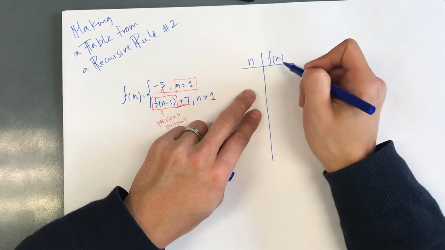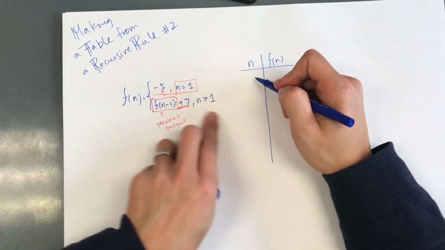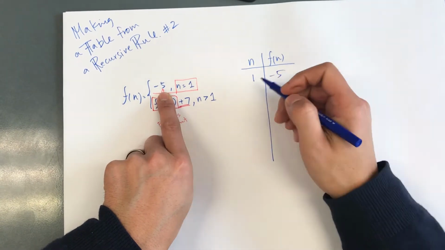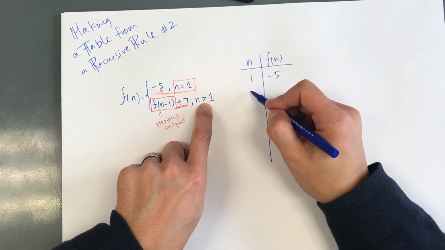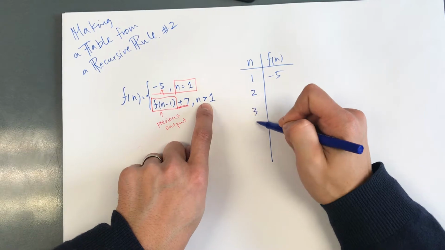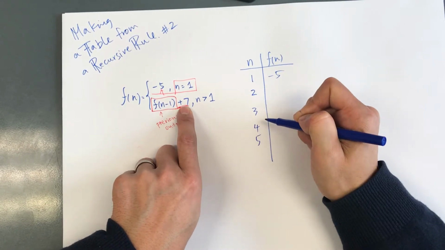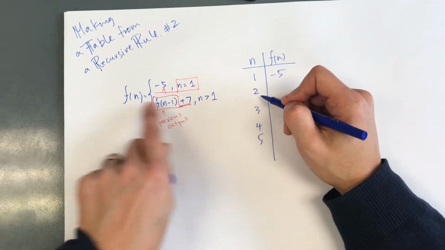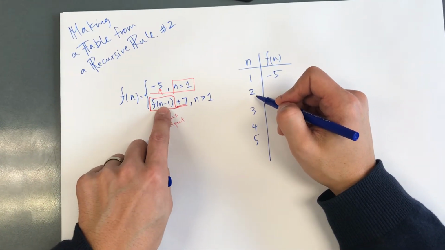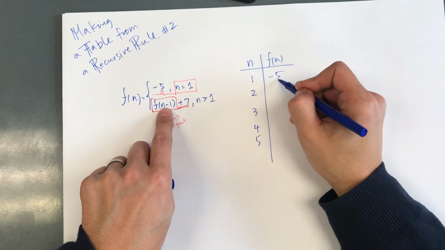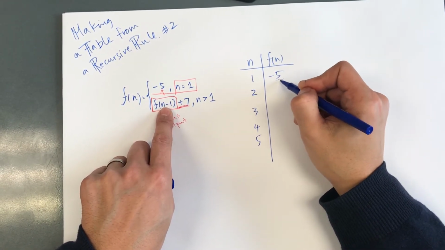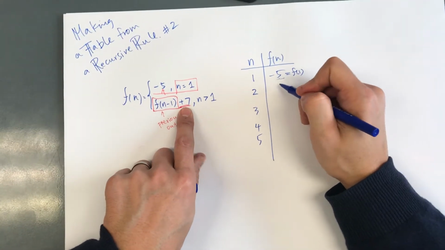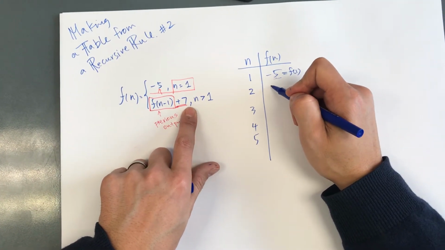Instead of input and output, we're going to have n and f of n. So starting out with 1, the output is -5. And then when n is greater than 1, which could be like 2, 3, 4, 5, you're just going to keep adding 7 to the previous output. So if you want to find out f of 2, then you look at f of 2 minus 1, which is f of 1. And then you add 7 to it. So that's going to be -5 plus 7. This is going to be 2.